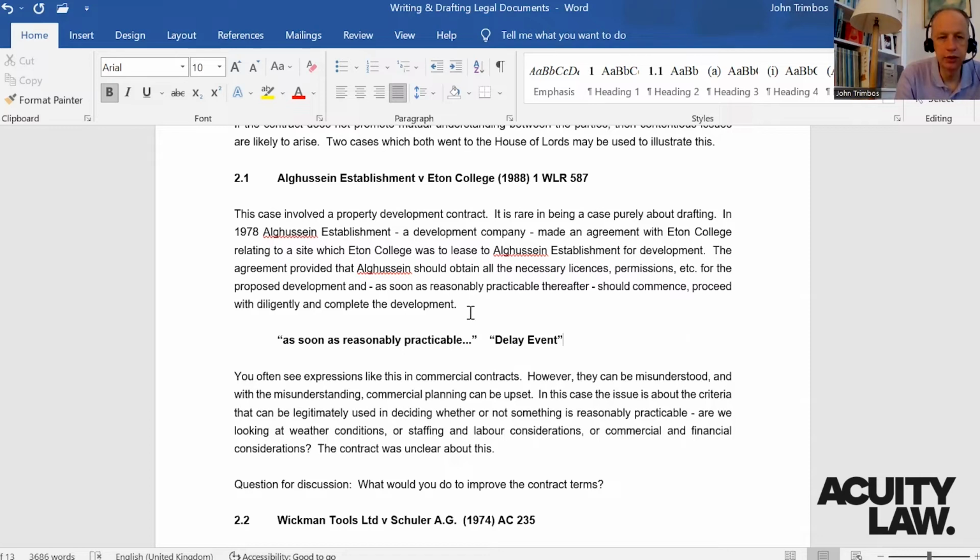So I think it's two parts really, delay event and a long stop date. And first of all, it shows that these drafting issues are sometimes a little bit more complex than they appear at first sight.